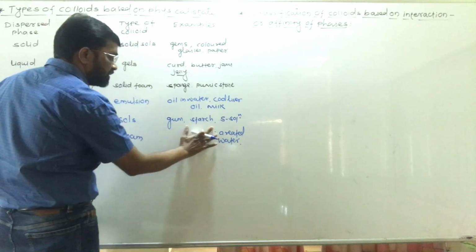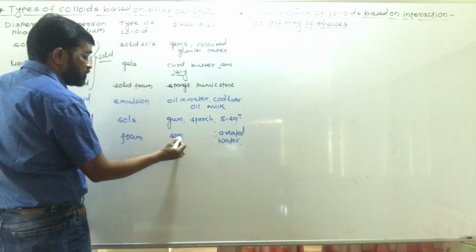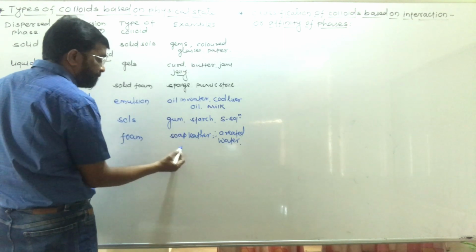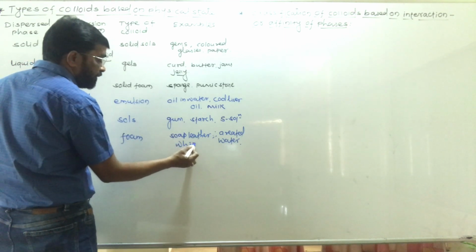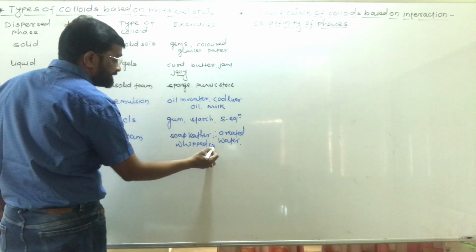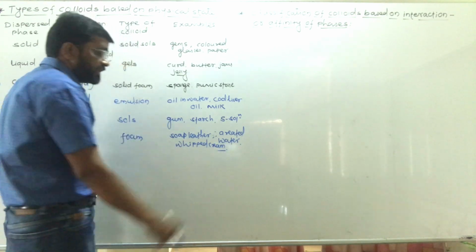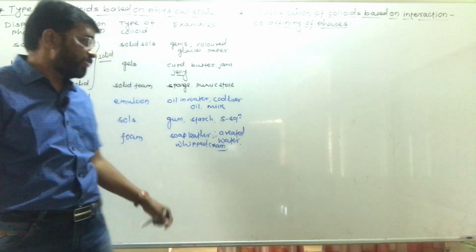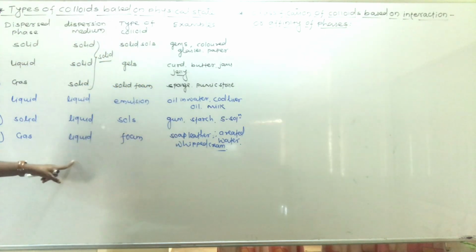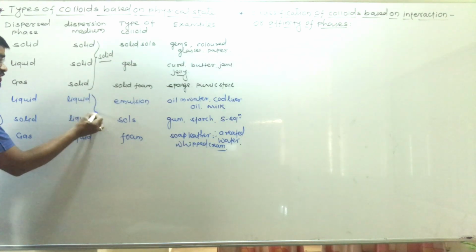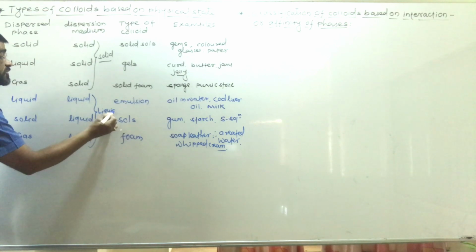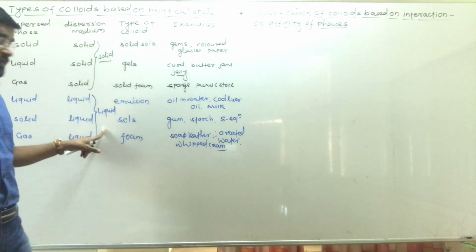Soap lather, whipped cream are examples of this type of colloidal solution. Shaving cream is also a foam, an example of this type of solution. And these three types of solutions are liquid solutions.